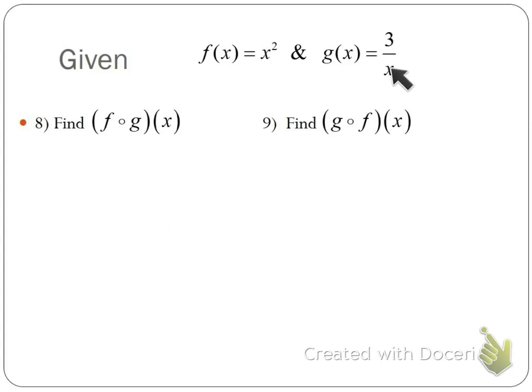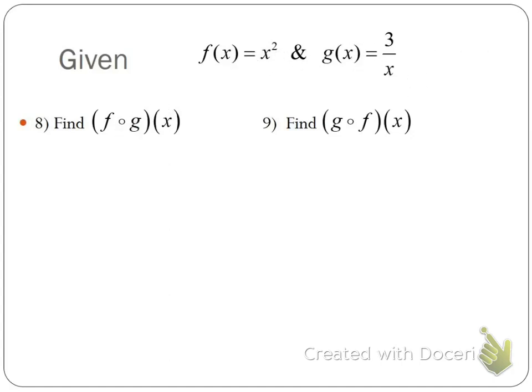0. Give me an undefined. Give me a point of discontinuity. There's a vertical asymptote there. So if I said find the domain of g, you would say from negative infinity to 0 exclusively, and then from 0 to infinity. Just remind you of that.